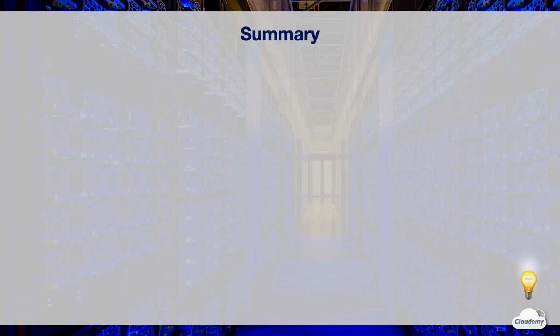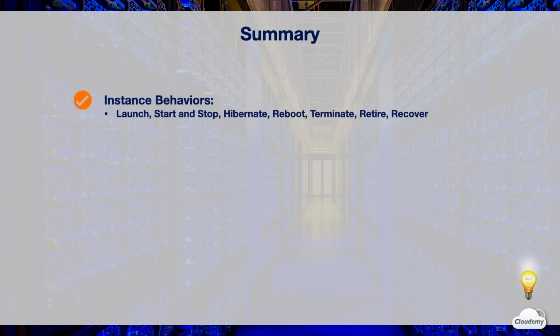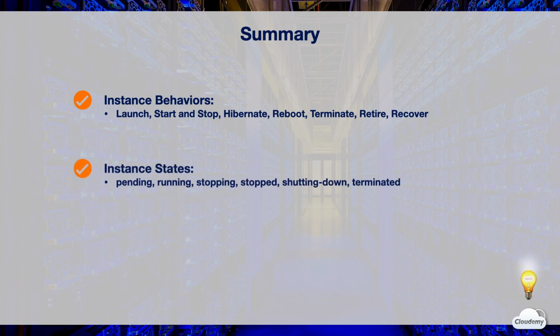In this episode, we've learned instance behaviors and states in EC2 lifecycle. EC2 provides a number of instance behaviors that you can control. You can launch an instance, stop and start an instance, hibernate an instance and persist its memory, reboot an instance or terminate an instance. In addition, an instance can also be retired or recovered. When you execute an instance behavior, the EC2 instance can transition through a series of instance states. An instance can be in the pending, running, stopping, stopped, shutting down or terminated state.